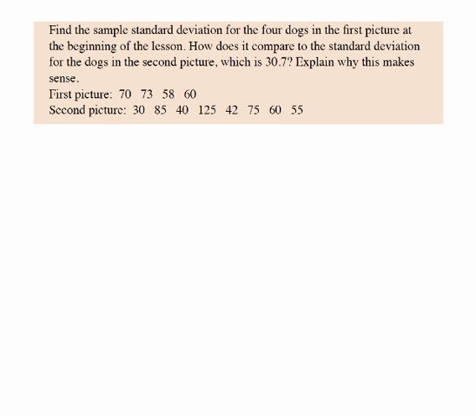So if we're going to compute the standard deviation for the four weights of the dogs in the first picture, which are 70, 73, 58, and 60, first thing we need to do is find the mean. So we'll do that off to the side. The mean, of course, is going to come from adding the four weights together and dividing by how many there are, which is 4. And that mean works out to be 65.25 pounds.